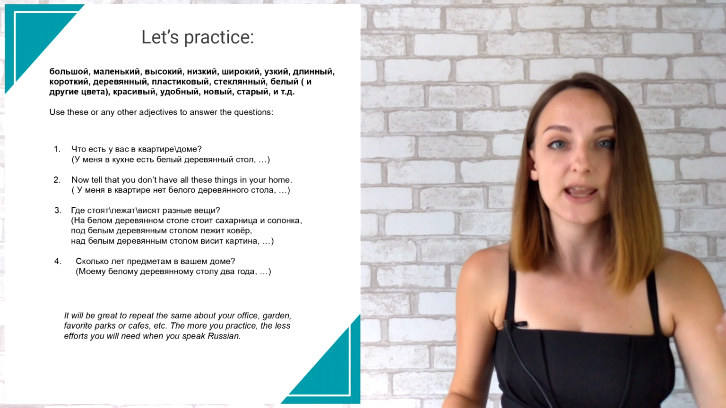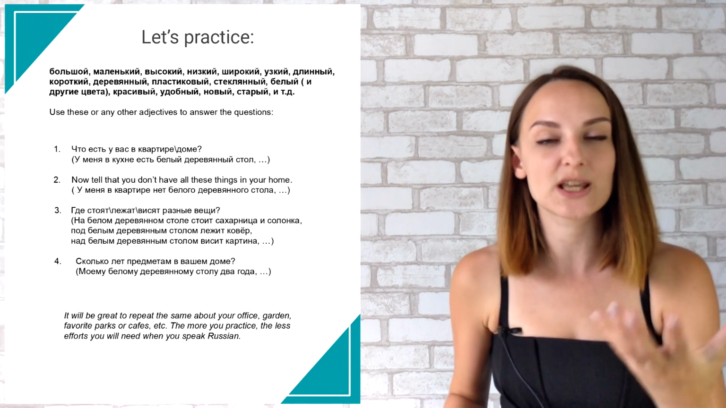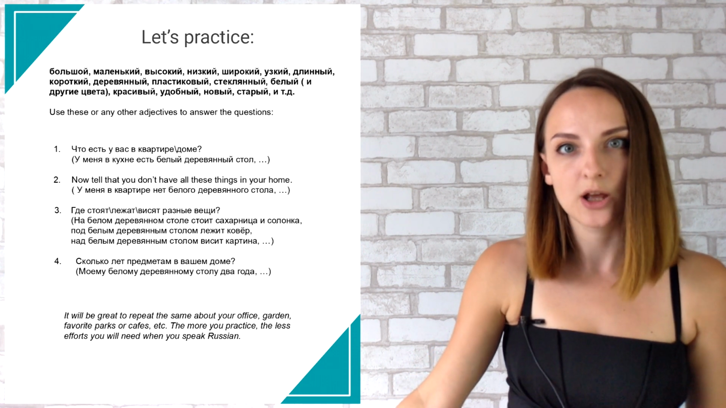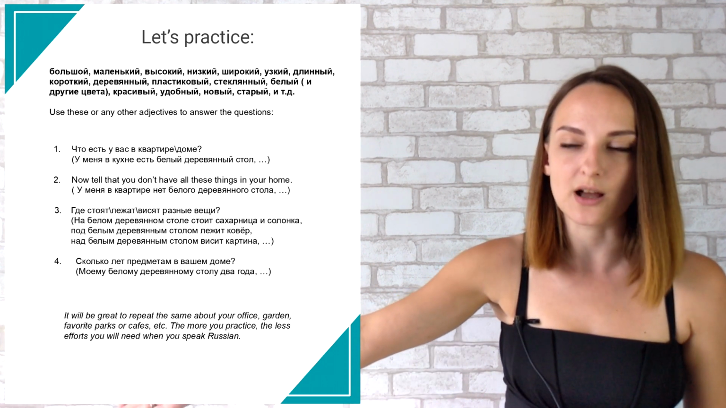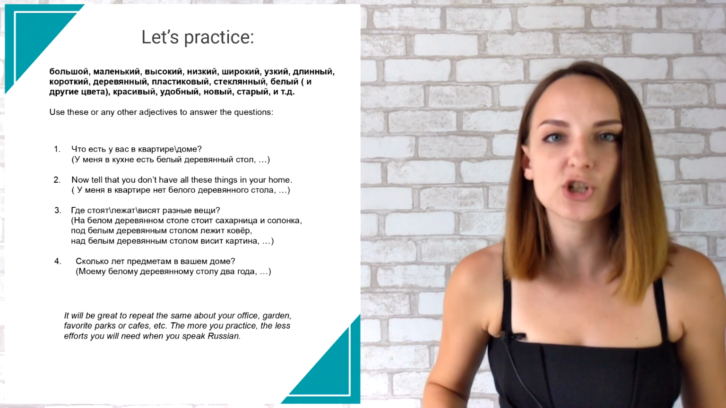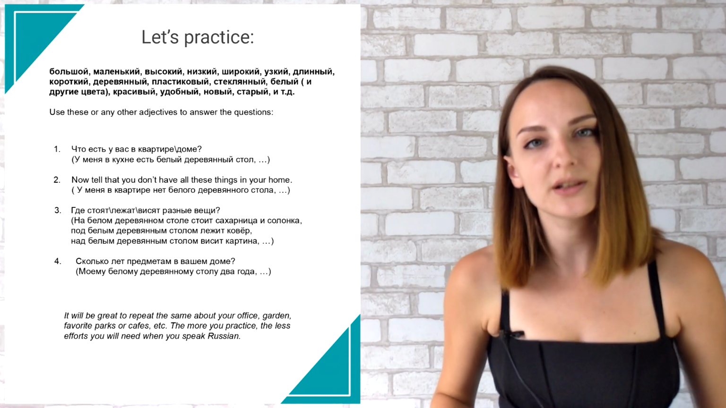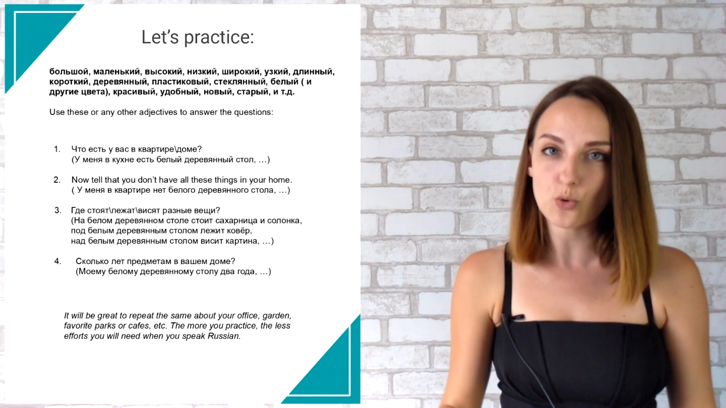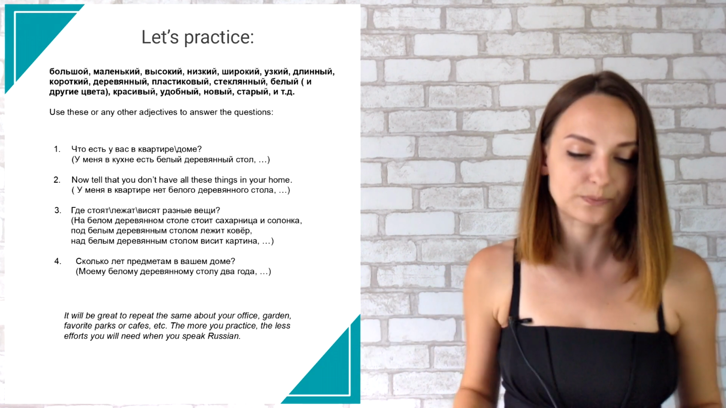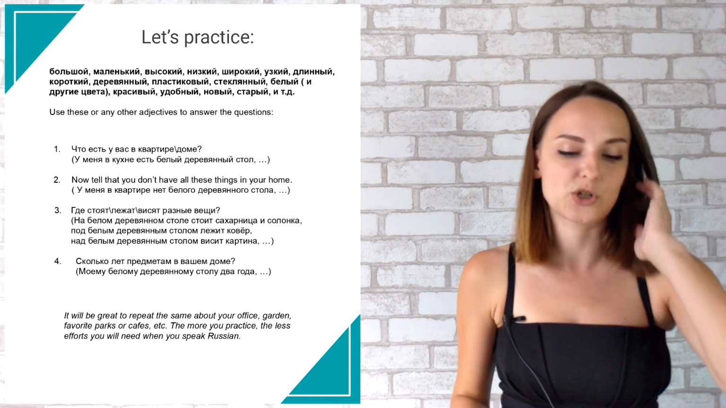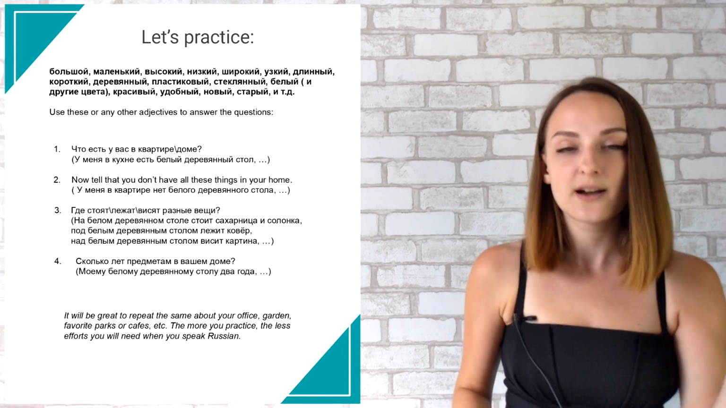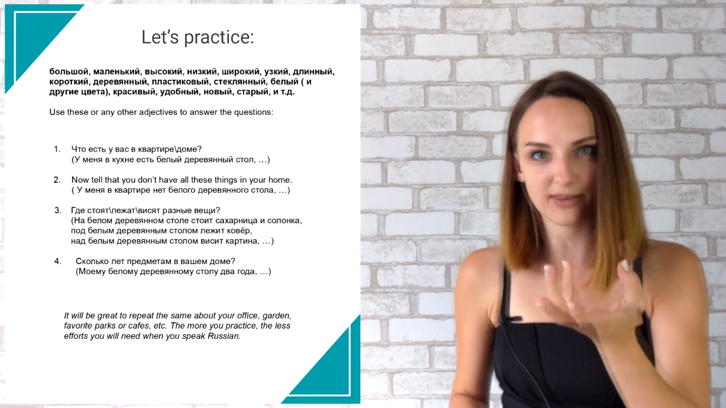Then again, you need to say the same objects, but to say that you do not have them. You say, у меня нет белого стола, у меня нет коричневого стола, у меня нет широкого подоконника, у меня нет синего шкафа, у меня нет белых штор, and so on. Да? This way you practice the genitive case again. Then the question, где стоят or лежат or висят разные вещи, so different things.